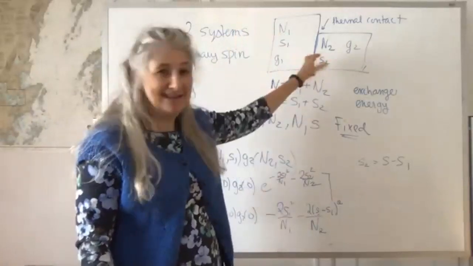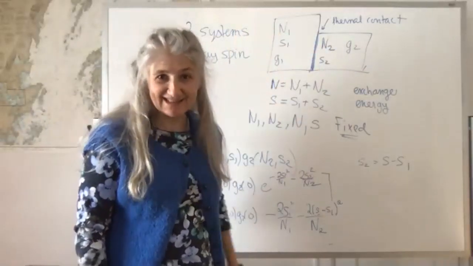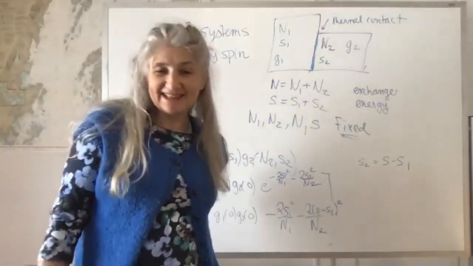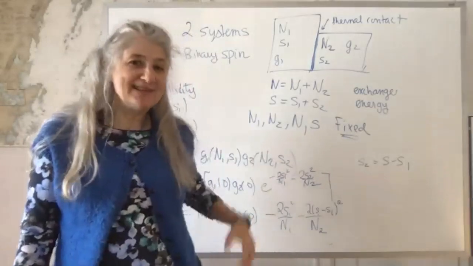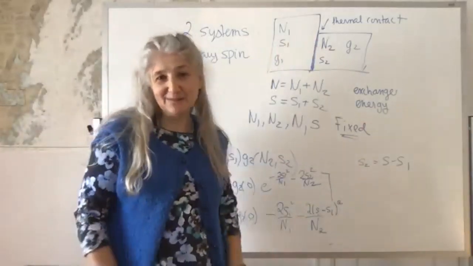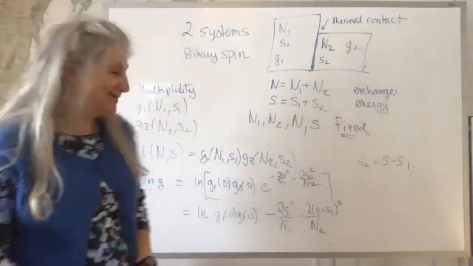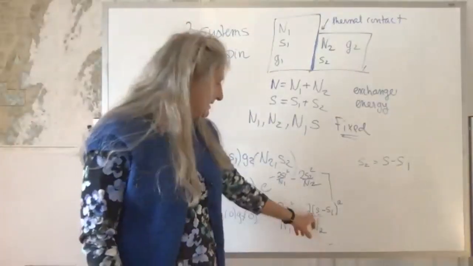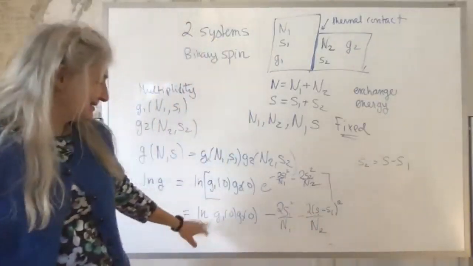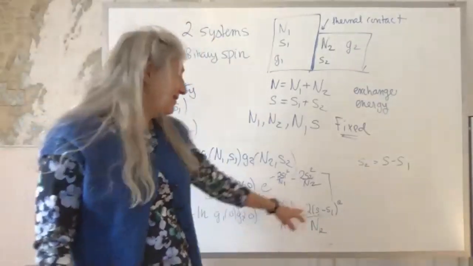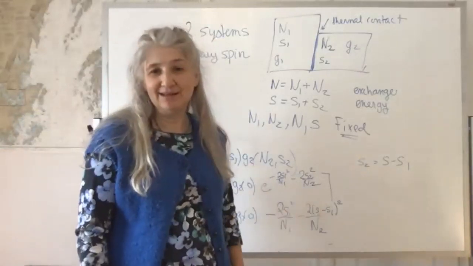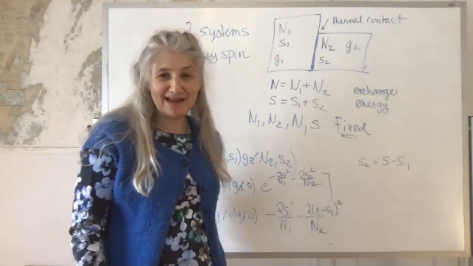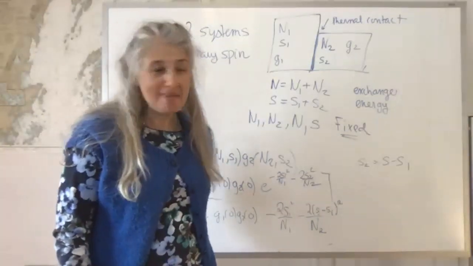Now I'm allowing these two to exchange energy so that I achieve that state. The assumption is that it's most likely that this whole system is going to be at the peak of the multiplicity function. So if I take the derivative of this with respect to S1, keeping S fixed, N1 fixed, N2 fixed, this constant is going to go away. Then I can figure out what S1 maximizes the multiplicity. Another way of saying that is it's maximizing the entropy.